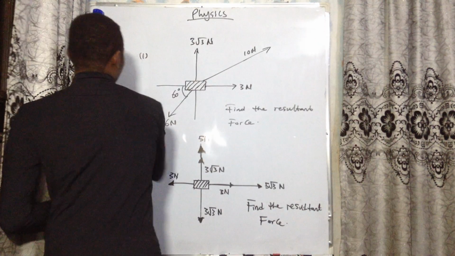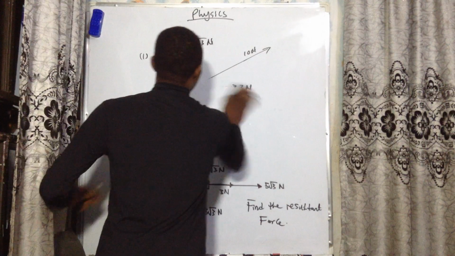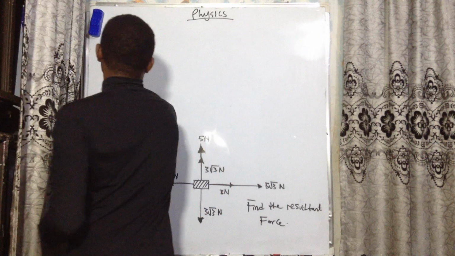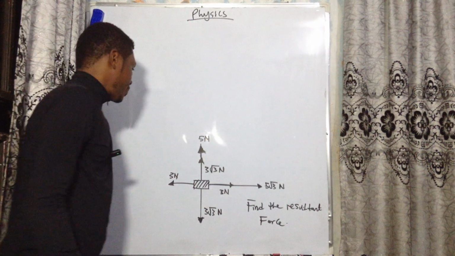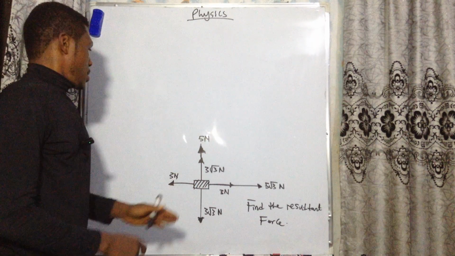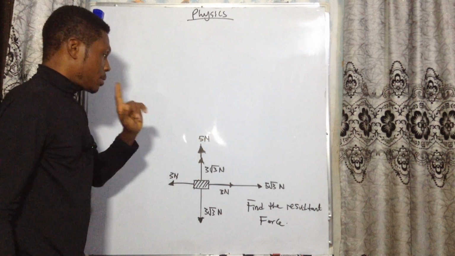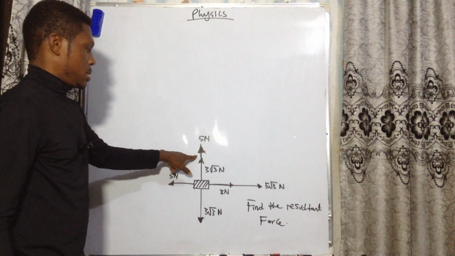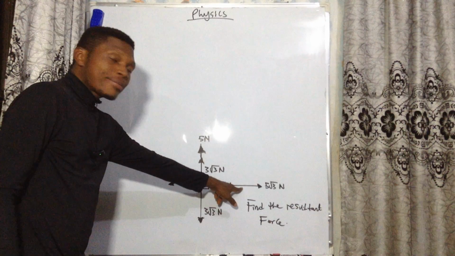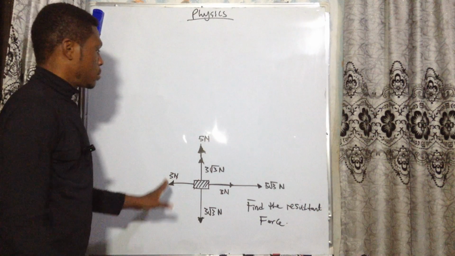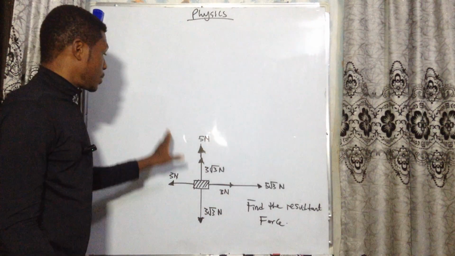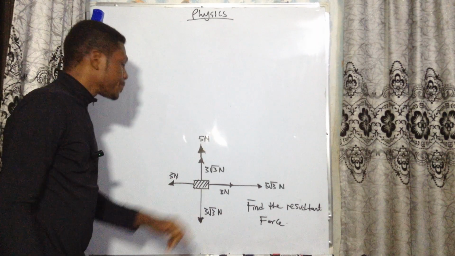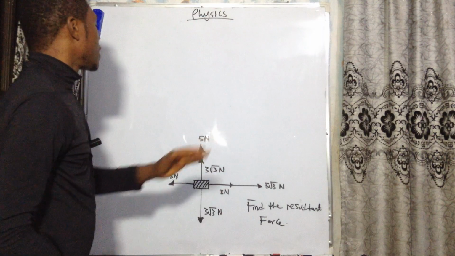So now, all right, let's take care of this one. Now the question says you are given, let me count the number of forces here. 1, 2, 3, 4, 5, 6. So altogether there are 6 forces acting at this point. That is this object here. Now we have to find their resultant.